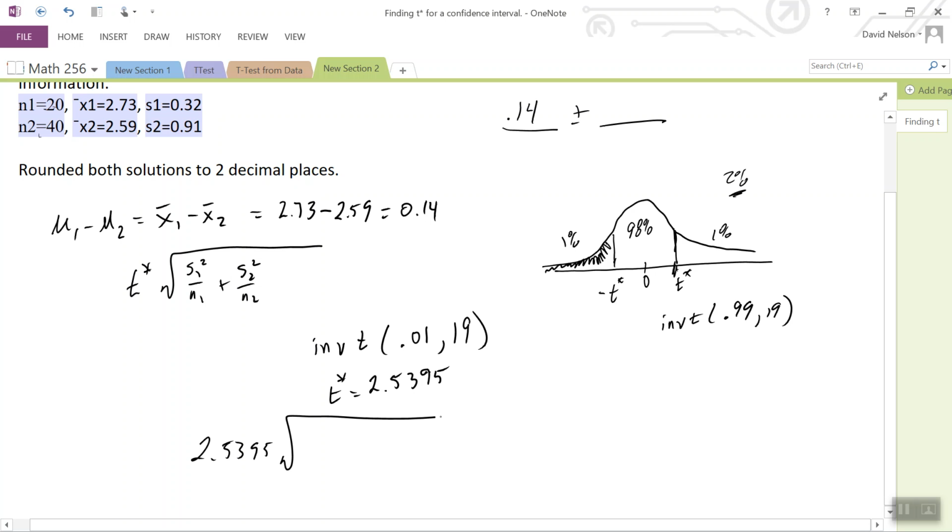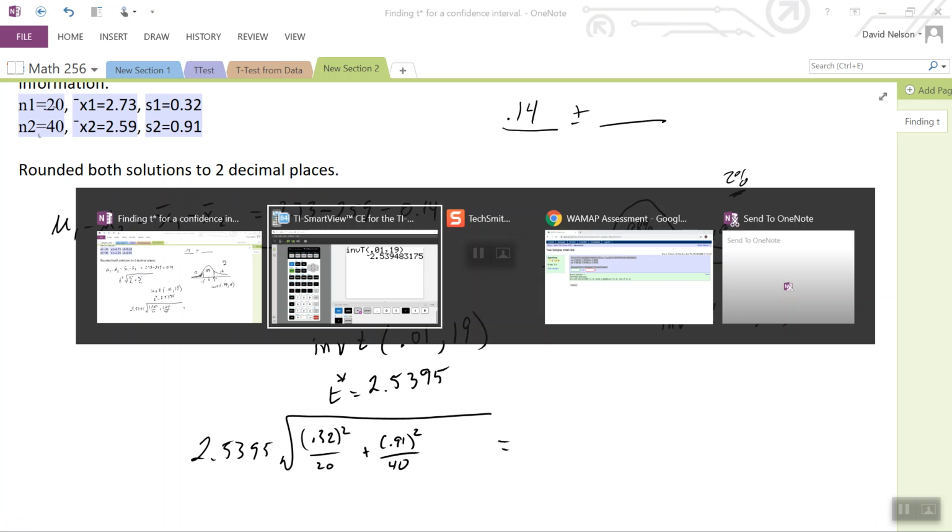2.5395 times the square root of s1, which is 0.32 squared, divided by n1, which is 20, plus 0.91 squared divided by 40. And so that will give me my margin of error. That'll give me the value that goes in there. So let me swap over to my calculator and actually do that.